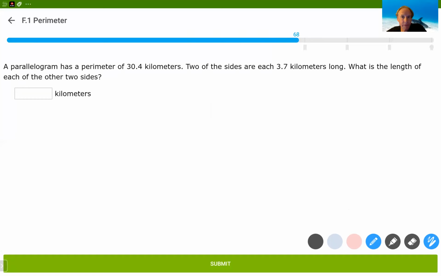A parallelogram has a perimeter of 30.4. 2 of the sides are 3.7. Find the other 2 sides. So there's 2 of these, and if you add 3.7 twice, it's 7.4. And I basically doubled my 3.7.